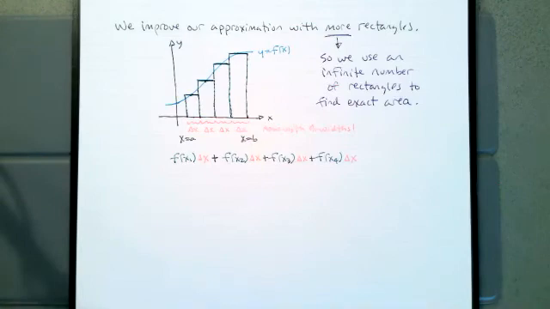Any questions? So what's happening here is that we're using an infinite number of rectangles to find the exact area, because more rectangles means more accurate or closer to the exact area. So an infinite number of rectangles should give us the area that we're looking for.